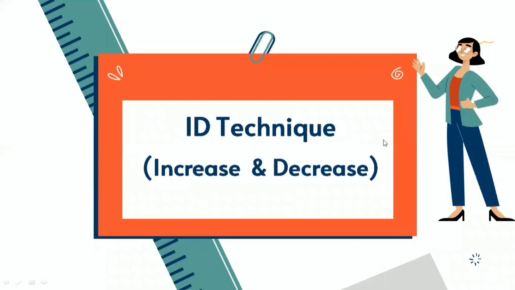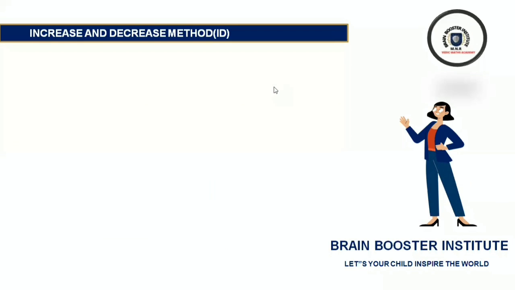This technique is known as the ID technique. I stands for increase and D for decrease. So it is the increase and decrease method. ID technique is nothing but increase and decrease. Now let's see what the technique is going to be used for. We are going to use it to add numbers. Let us solve a problem by using this increase and decrease method.